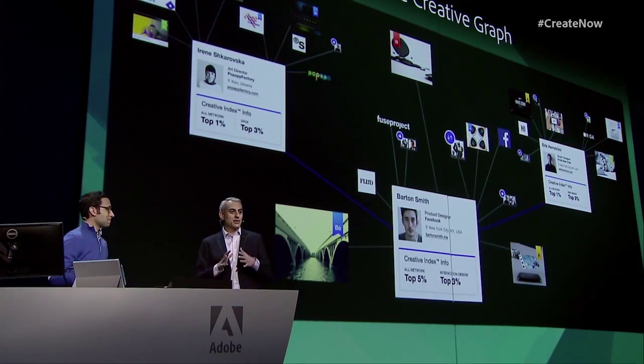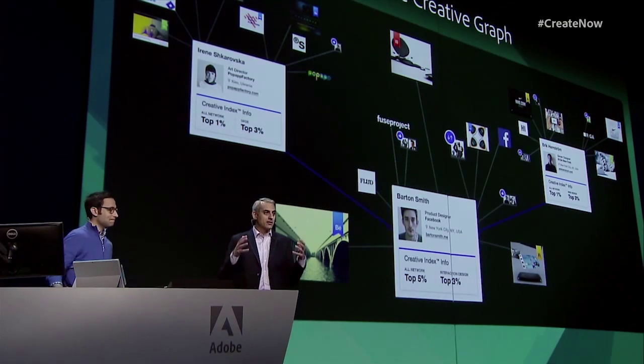Right, and this actually surprised both Scott and me as we started to see the creative graph, all of the data and associations with the creatives on Behance come together with our imaging science. The recommendations that were being made were mind-blowing. You want to take us?